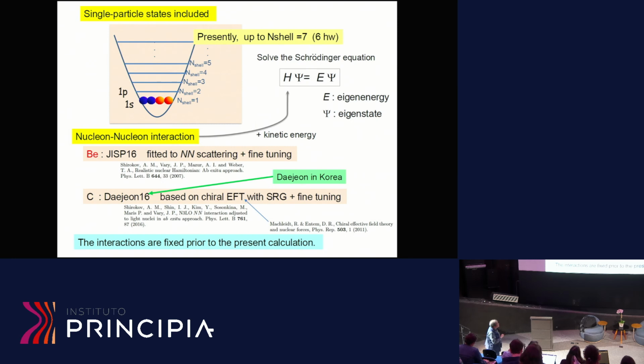In the following examples, the nucleon-nucleon interaction is taken to be GS16 for beryllium isotopes and Daejeon16 for carbon isotopes. This is a little bit older, and we did some calculations for beryllium isotopes, so we keep using it. But for carbon, Daejeon16 is used.